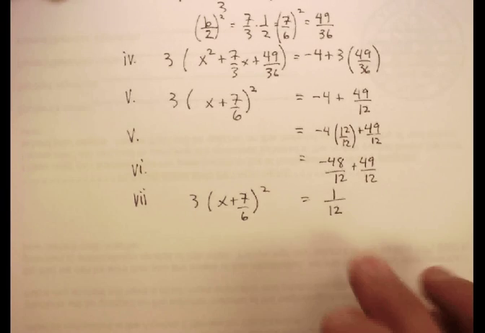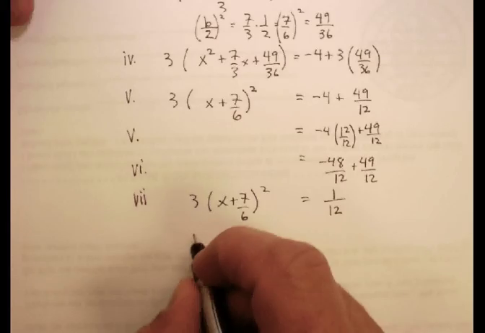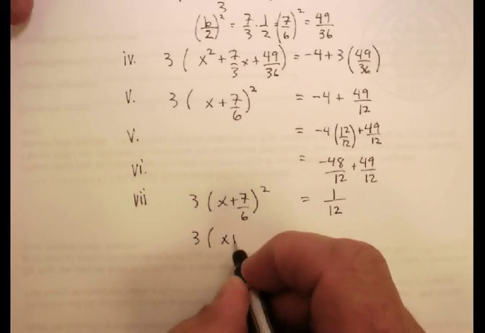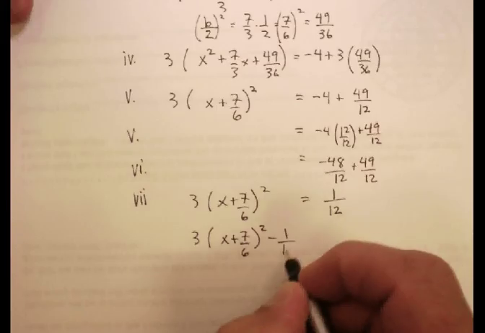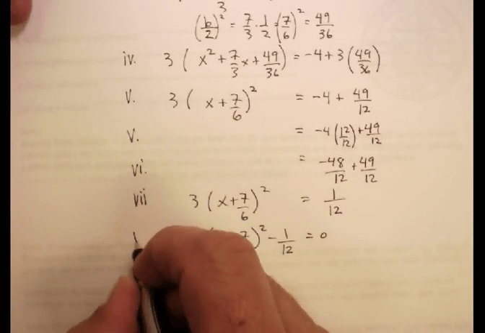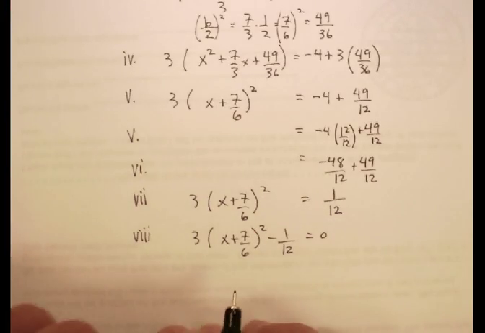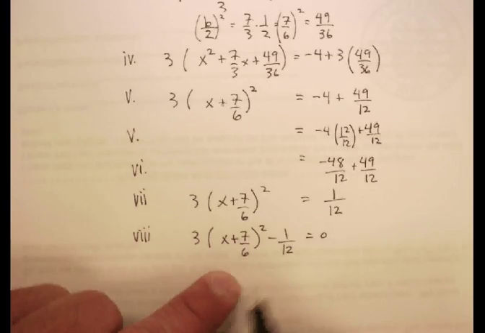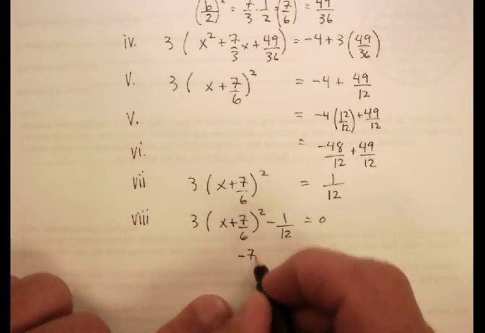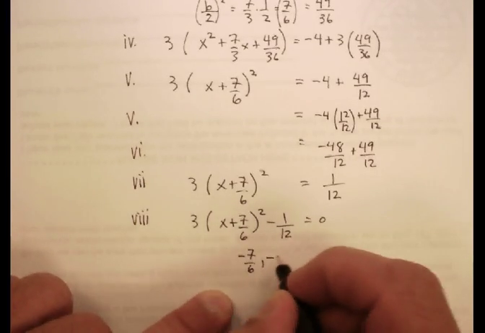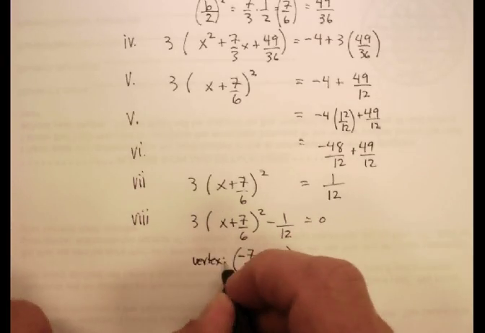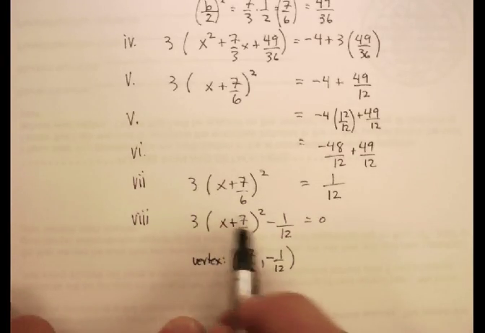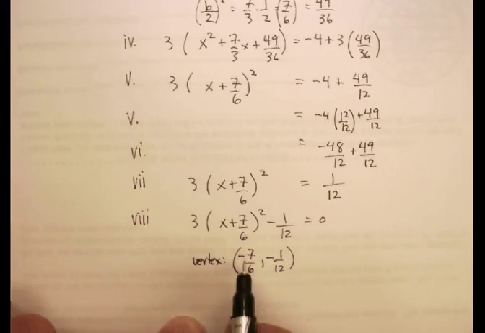Remember, with the vertex form you want to bring this over to this side, and you get 3 times x plus 7 over 6 quantity squared minus 1/12 is equal to 0. The vertex is here and here. You get a negative 7 over 6, a negative 1/12. Again, remember that it's whatever makes the x, this parentheses, equal to 0, so it would be a negative 7 over 6 minus the 1/12.